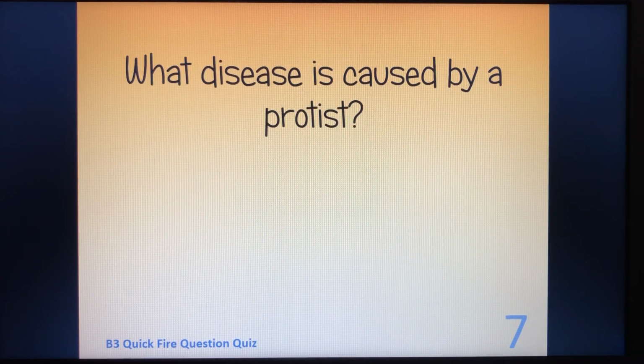Question 7. What disease is caused by a protist? I've already said this one in this quickfire question quiz. So what disease is caused by a protist? It tends to be the protist that everybody forgets. They know the name of the disease, but they forget it's a protist. The answer is malaria.